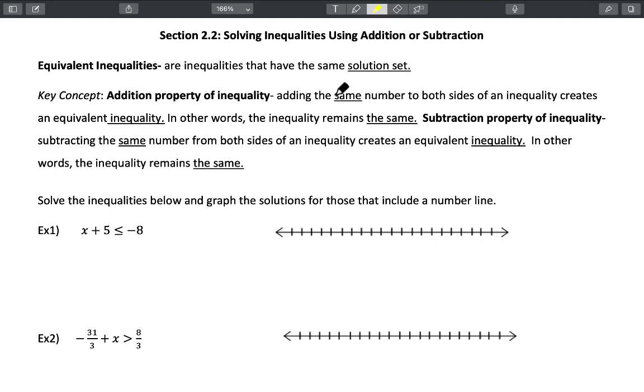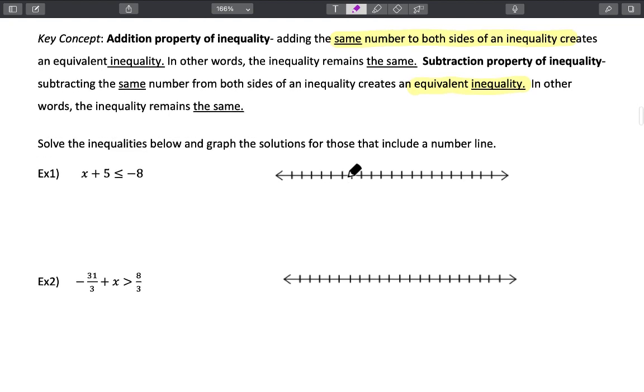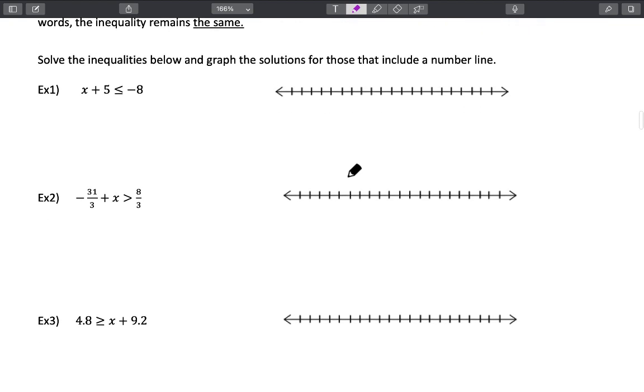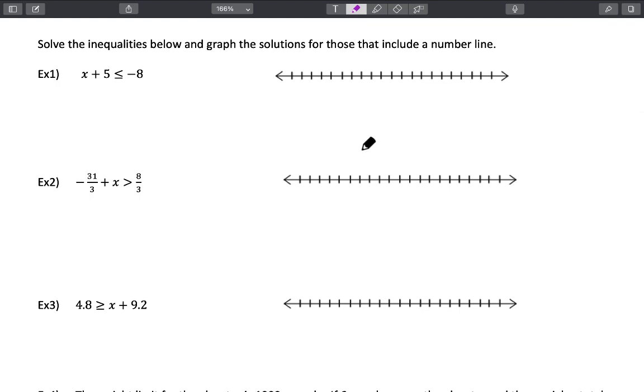Now, when we add the same number to both sides of an inequality, it creates an equivalent inequality. And likewise, when we use the subtraction property to subtract the same number from both sides of an inequality, it will create an equivalent inequality. Equivalent inequalities simply have the same solution set, just like equivalent equations have the same solution. We're going to jump right into some examples for today. Solve the inequalities below and graph the solutions for those that include a number line.